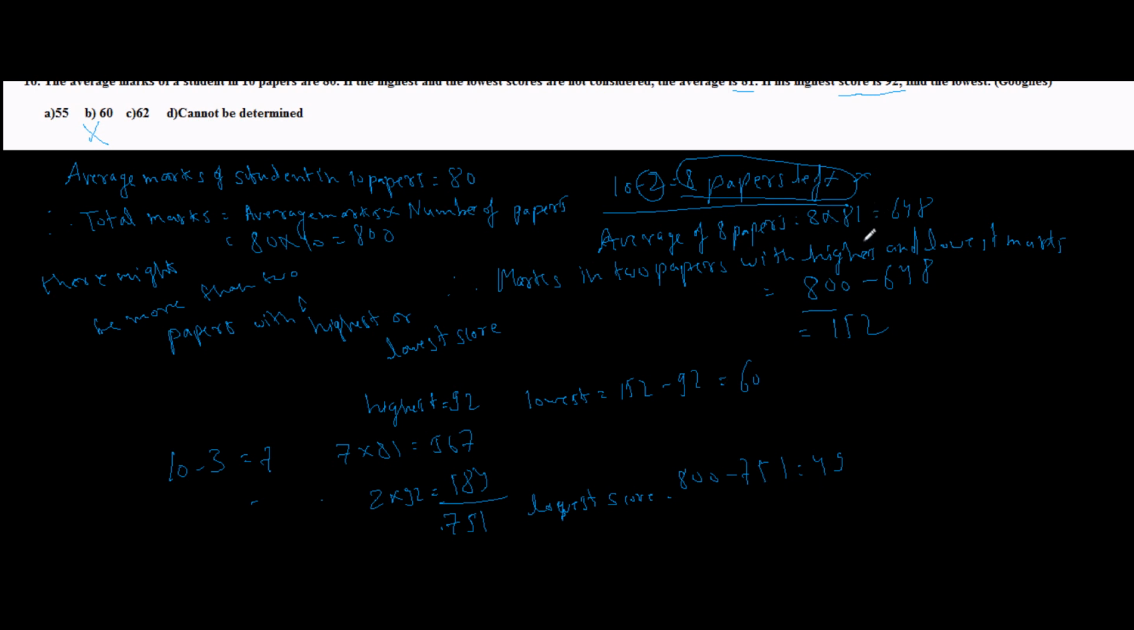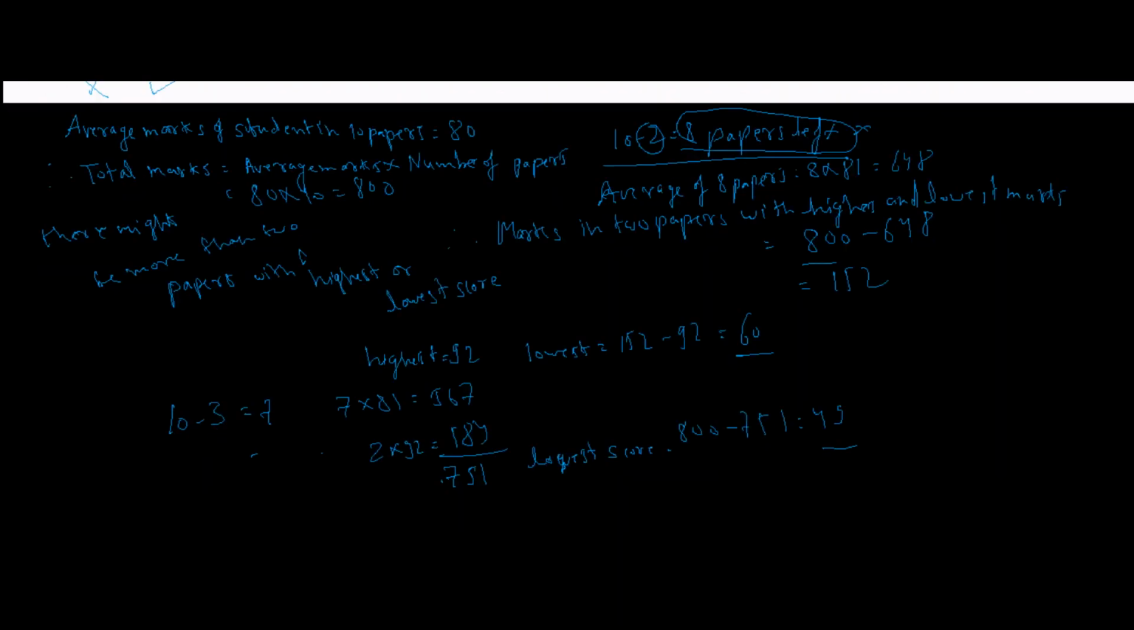For example, in first case we got 60 as our answer. In this case we are getting 49 as our answer. So in every different case we will get different answer. So unless we are given data around that, in how many subjects he has got highest and in how many subjects he has got lowest, I will not be able to answer this question. Hence the right answer to this question is cannot be determined. So you have to be careful with such questions.